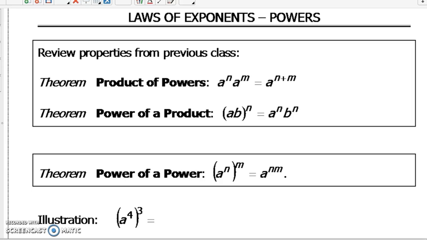All right, guys. Laws of exponents. So yesterday we talked about product of powers and the power of a product. And this is just a review. A to the nth power times a to the mth power equals a to the n plus mth power. Then our power of a product rule is going to be a times b to the nth power equals a to the nth times b to the nth.